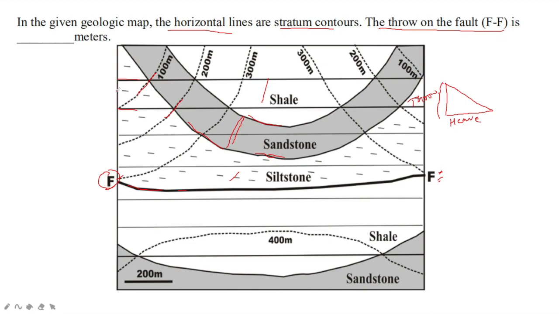As you can see, these stratum contours are already marked in this question. Generally you have to draw them on your own if you are given a map. But this examination is an online examination, so you cannot draw these stratum contours on the screen. So you just have to label them. So how do we label?